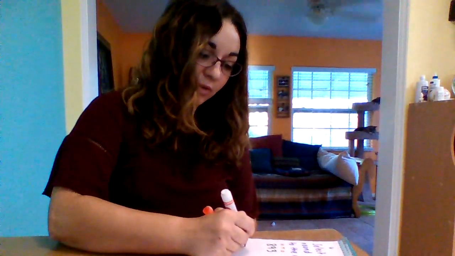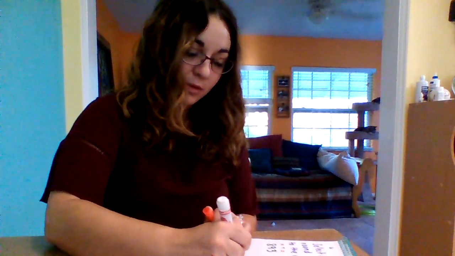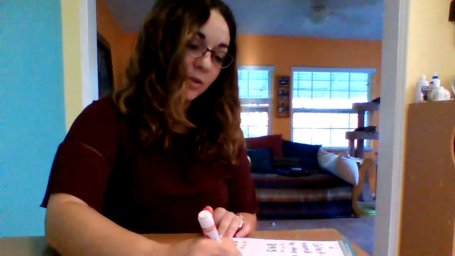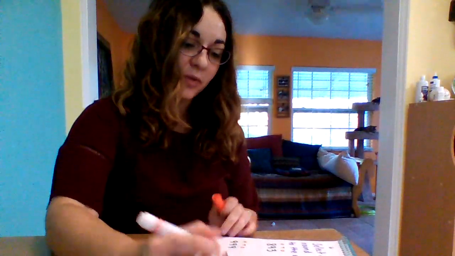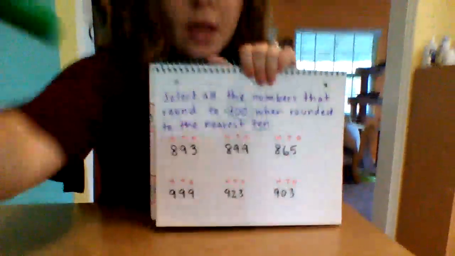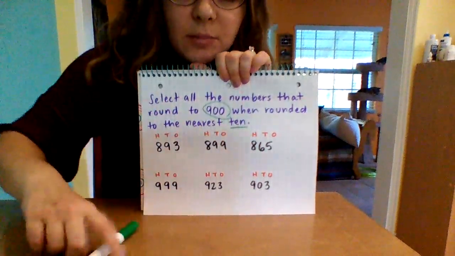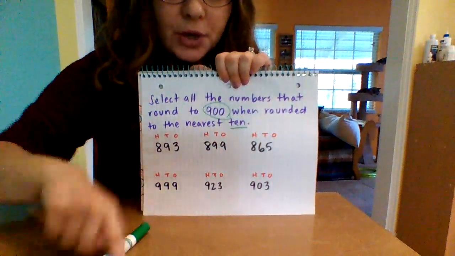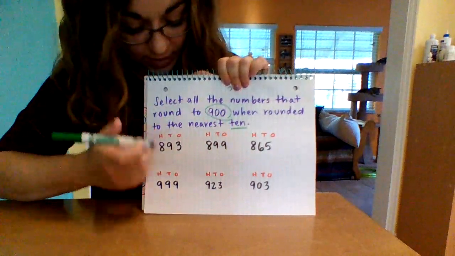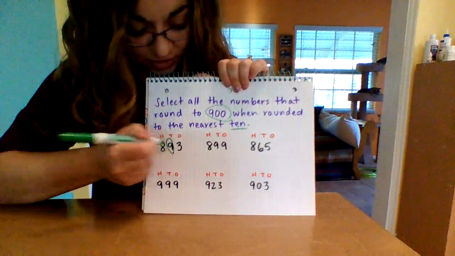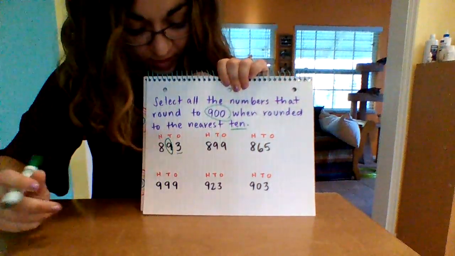HTO stands for hundreds, tens, and ones because rounding has a lot to do with the place value of a number. All right. So we're rounding to the nearest 10. Best not forget. Very important. So find the place value. That's the tens place. Circle that digit. Move to the right and underline it.